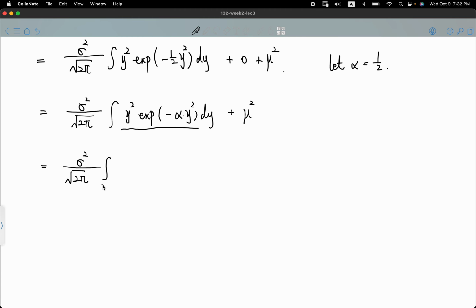Integral, and also that's that. But I'm going to write this part in the square bracket. So d alpha, a negative sign here, negative alpha y, and closing the square bracket, and then dy.